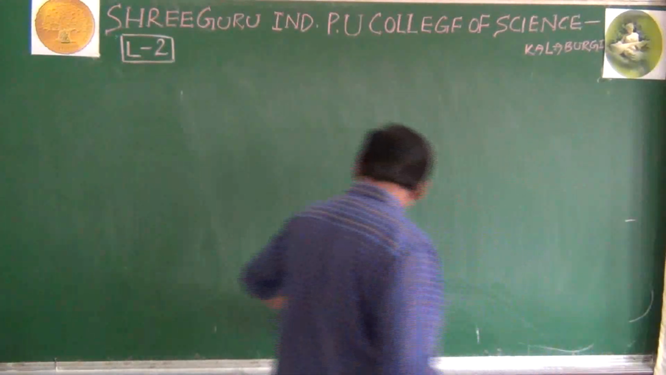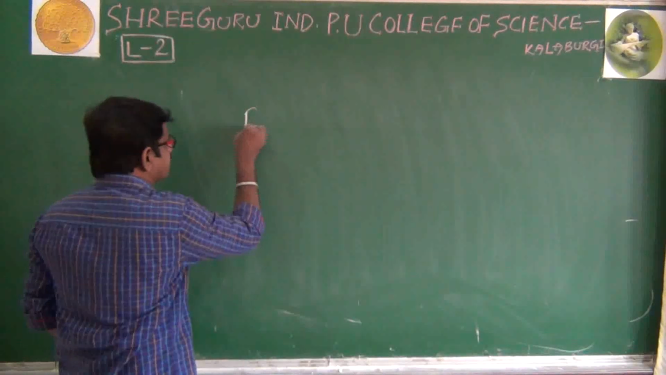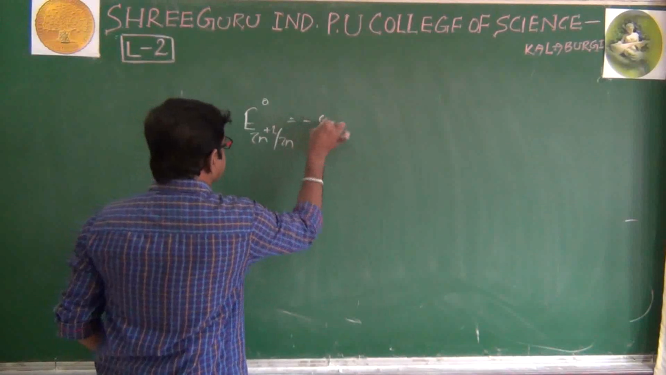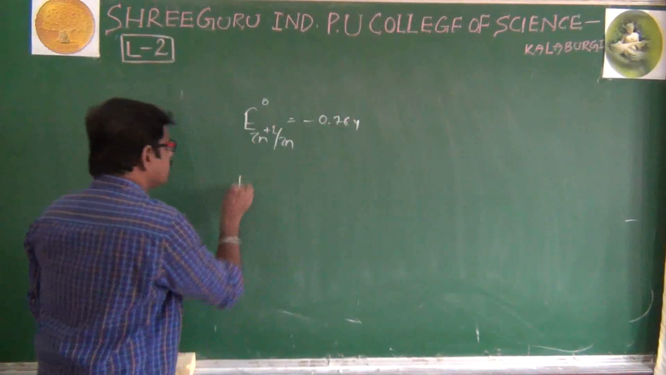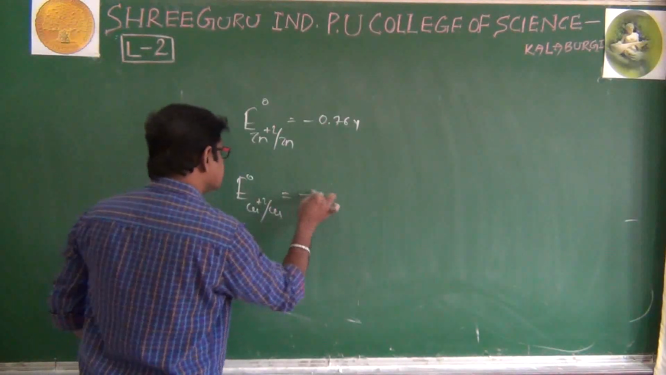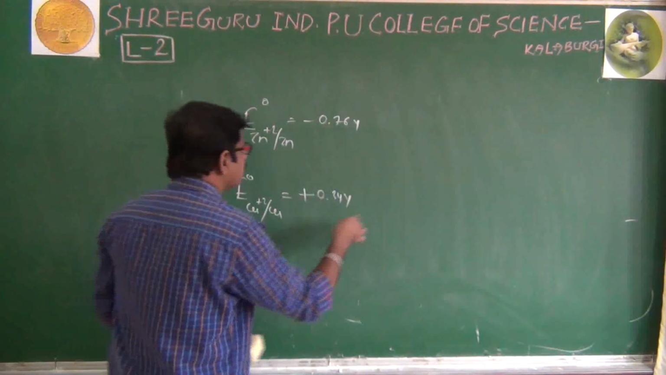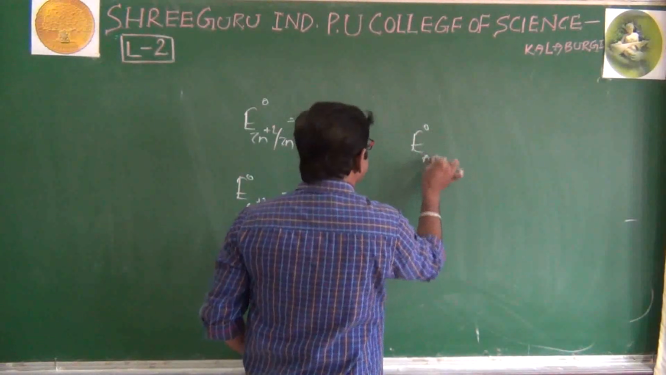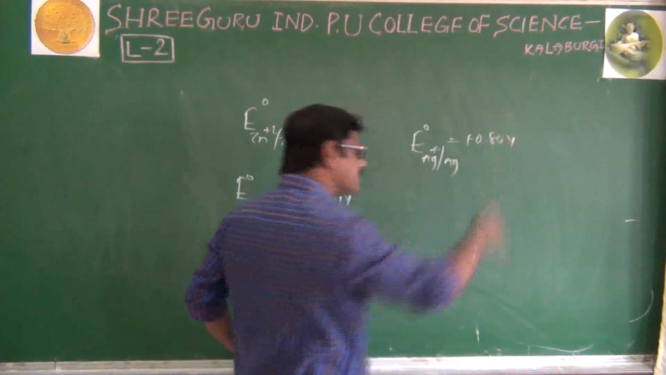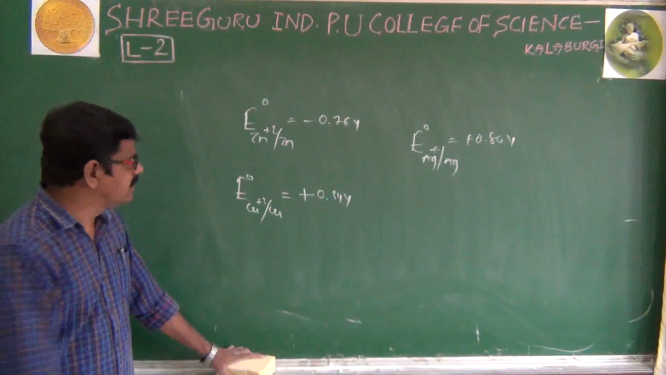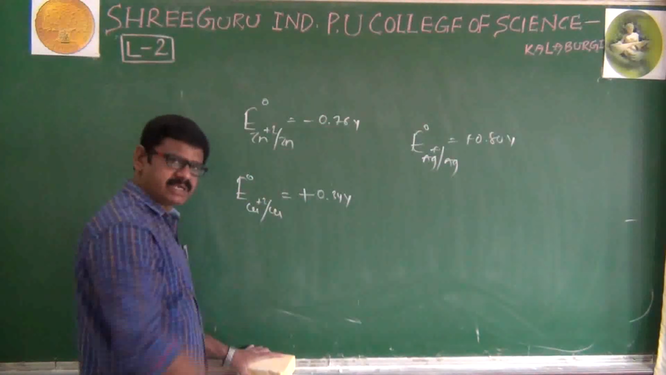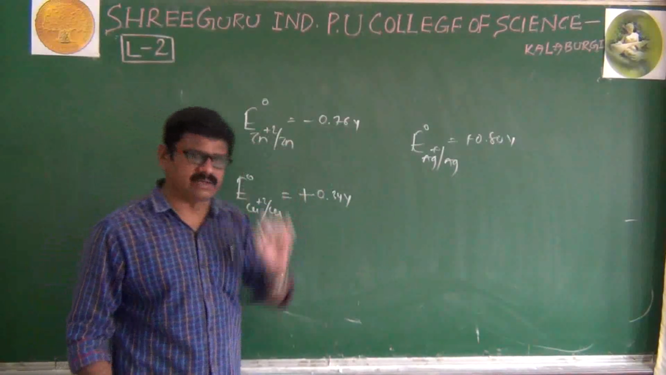Next, a question arises. Just now we have written E° Zn2+/Zn = -0.76 volts, E° Cu2+/Cu = +0.34 volts, and E° Ag+/Ag = 0.80 volts. Then the question arises: how are these values obtained? From where do we get these values?